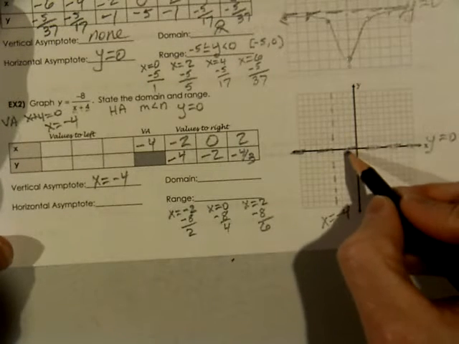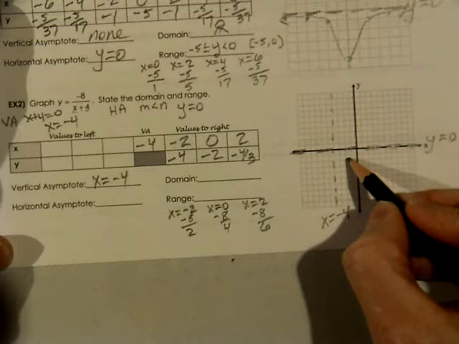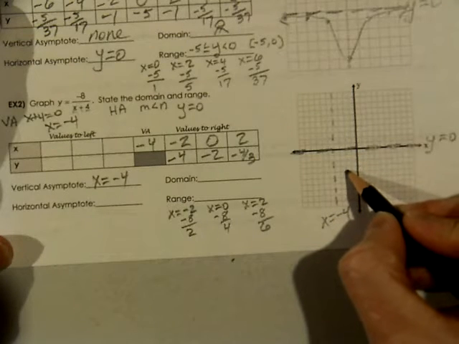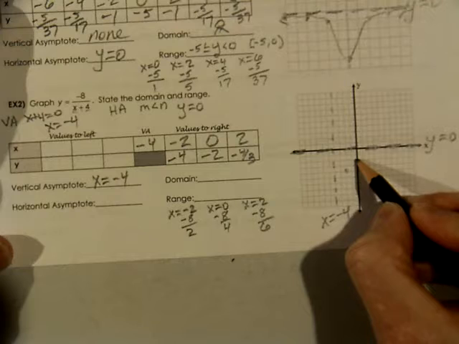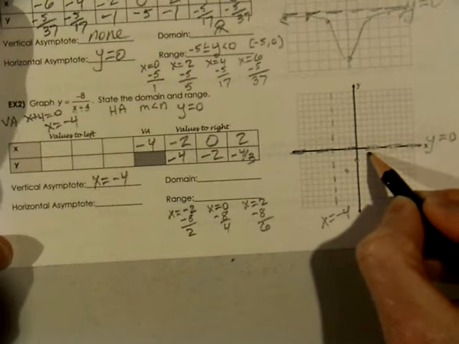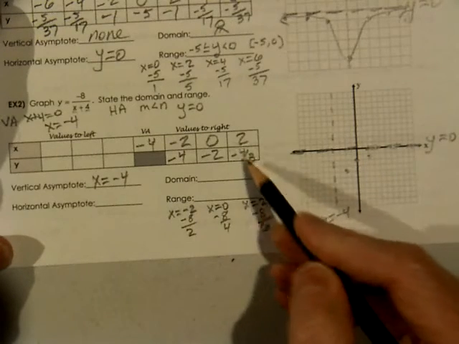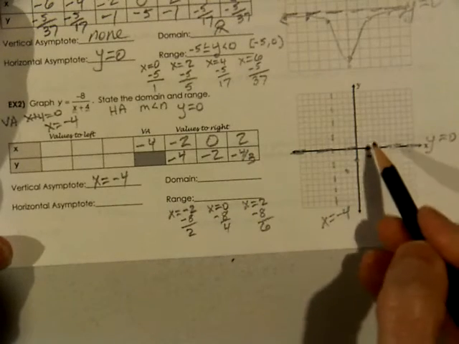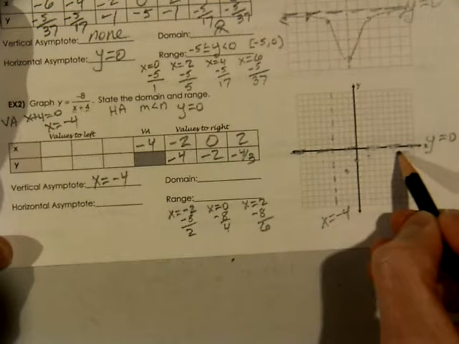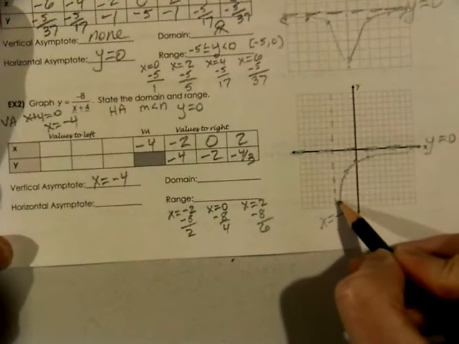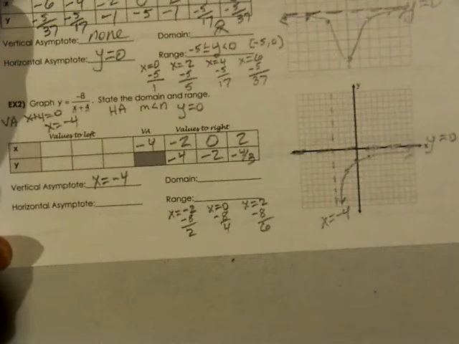So plotting those out, we're down at negative 4, negative 2, and at 4/3. 4/3 is more than 3/3. 3/3 is 1. 4/3 is greater. So it's more than 1 down. So there's our first branch.